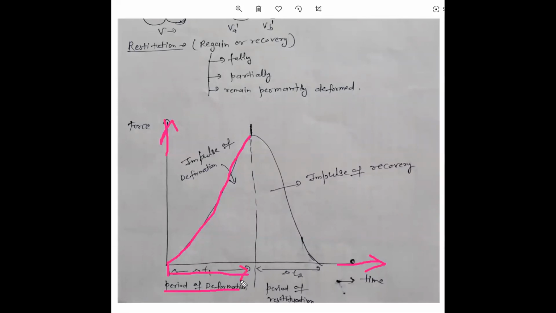Okay, as the bodies come into contact, action starts on the second body and the force starts to grow.